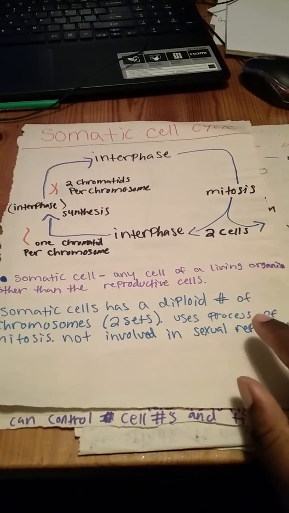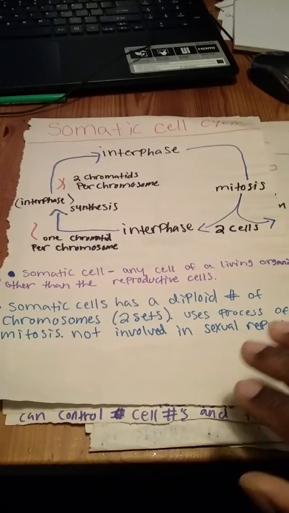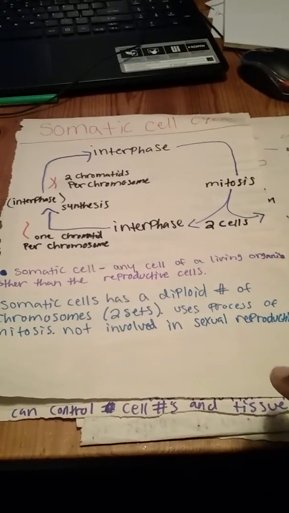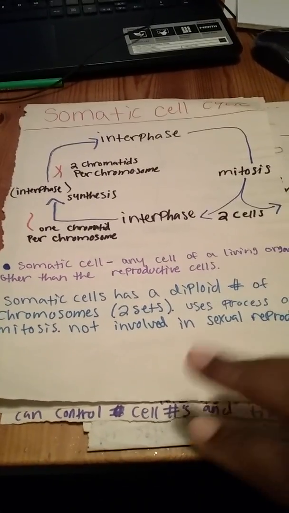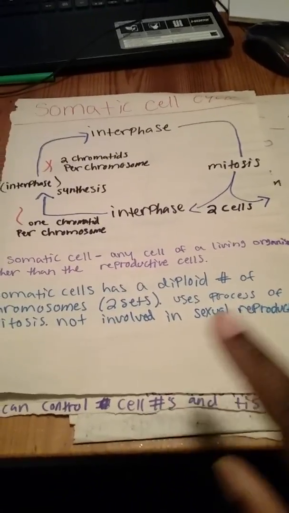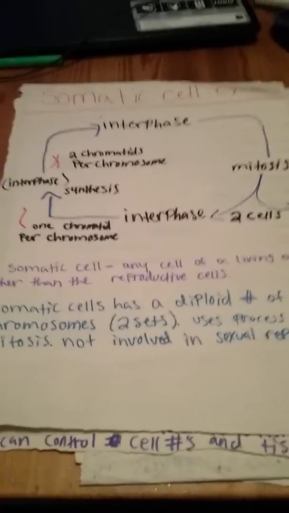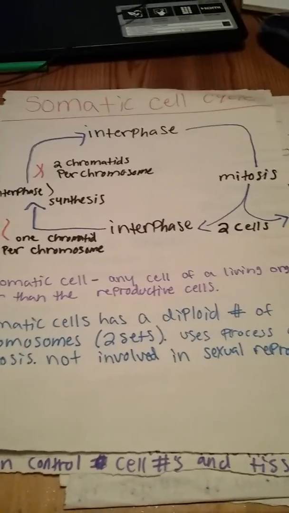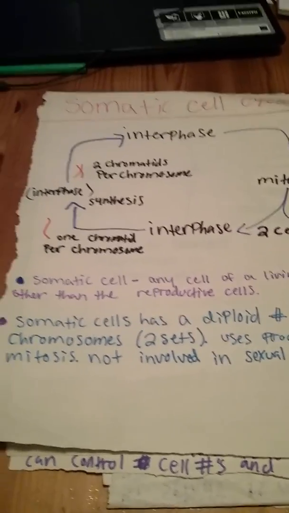A somatic cell is any cell of a living organism other than the reproductive cells. Somatic cells have a diploid number of chromosomes, 2 sets. Remember, 2 sets. That's what diploid is. It uses the process of mitosis. Somatic cells are not involved in sexual reproduction, so they have nothing to do with sexual reproduction. They only have to do with other parts of living organisms like your liver, your cardiac cells, and other tissues.